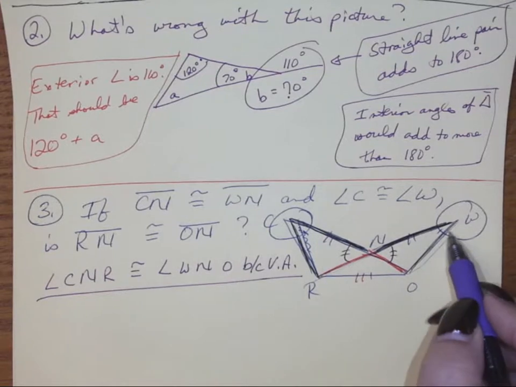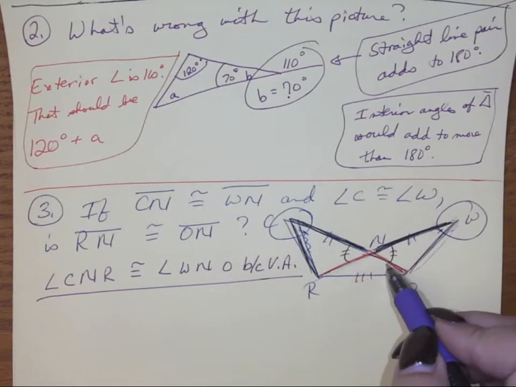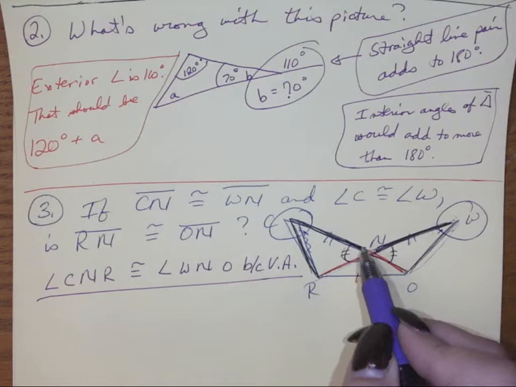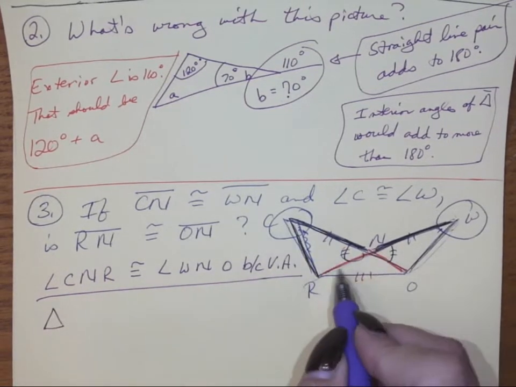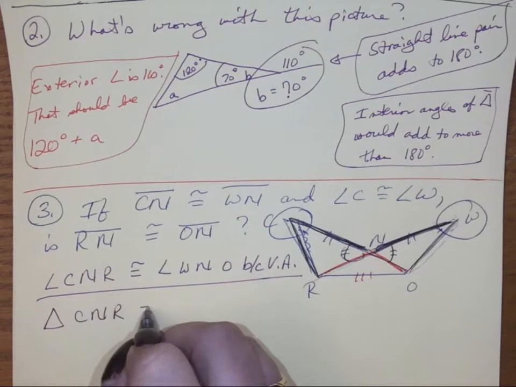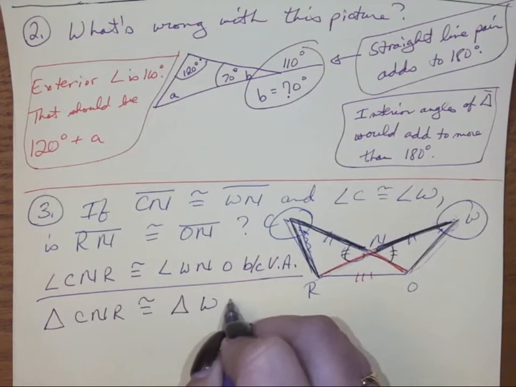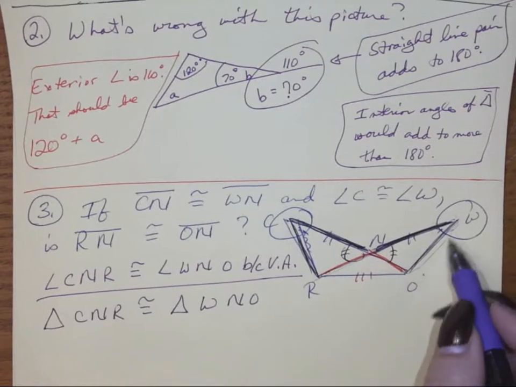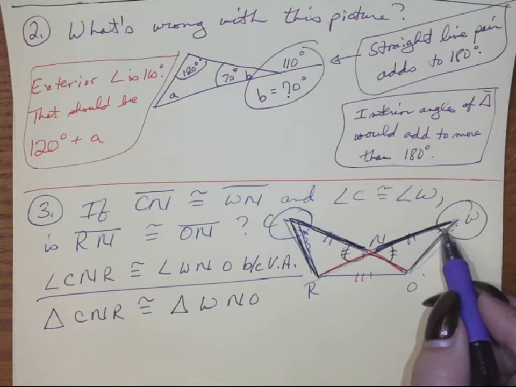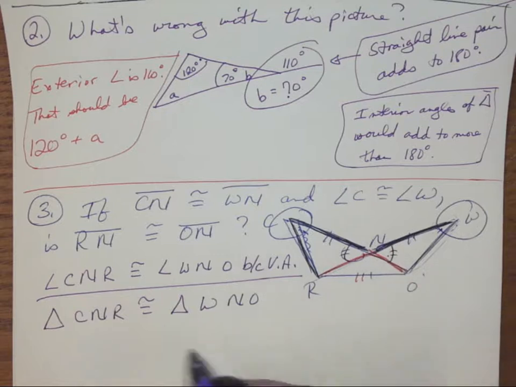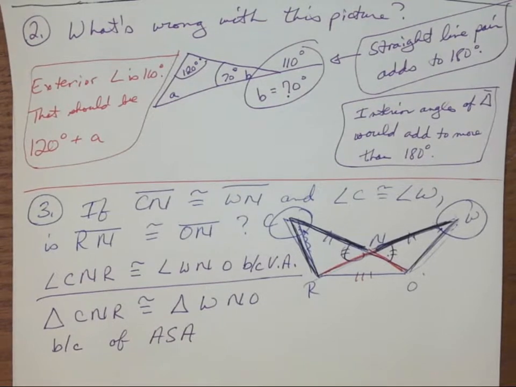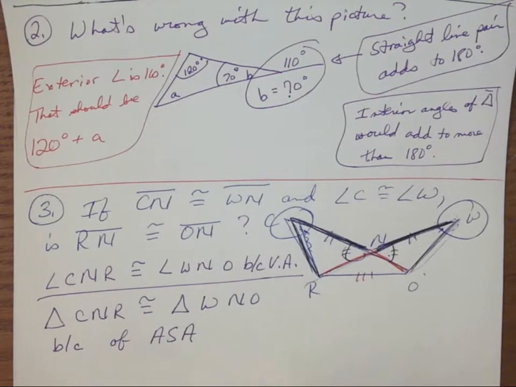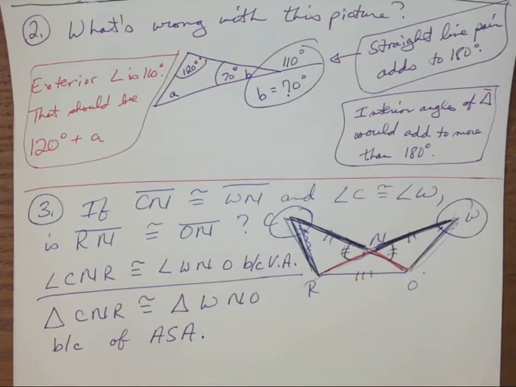I know that I've got this angle up here, this side here, and this angle here. So angle, side, angle. So these 2 triangles are congruent. Let's start with that. Triangle CNR is congruent to triangle WNO. Those are the ones that I was just using. And that's because of angle side angle. If you want to, you can call it the angle side angle congruency conjecture. So I know that those are congruent, but that wasn't the question.